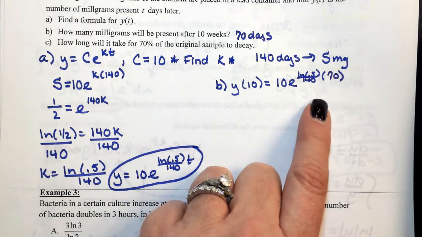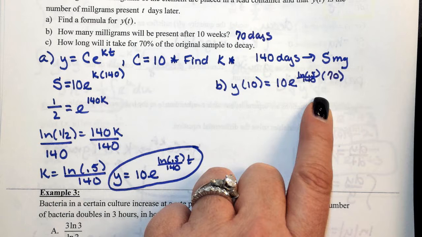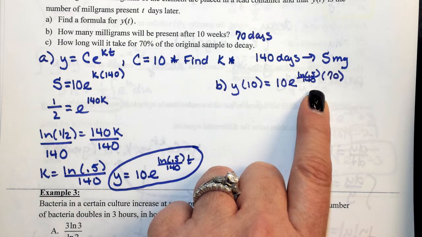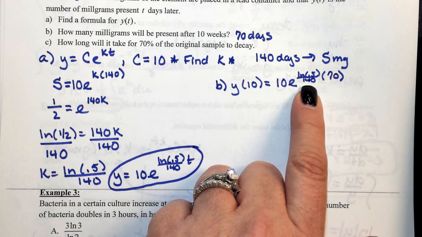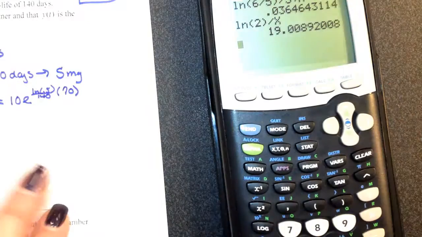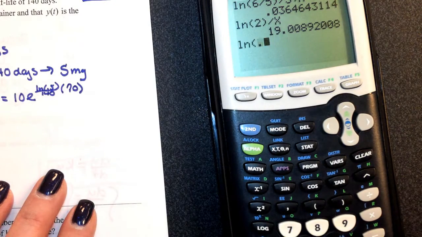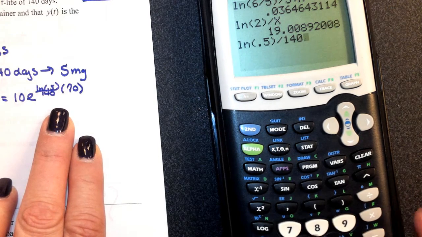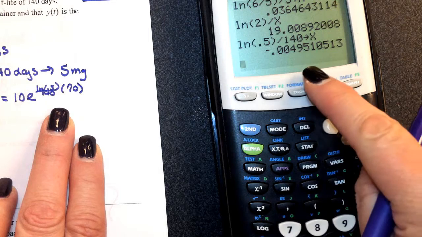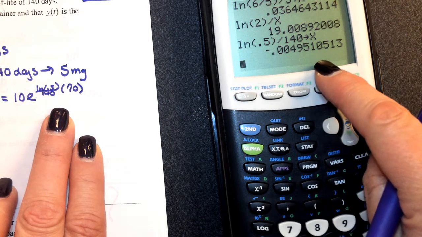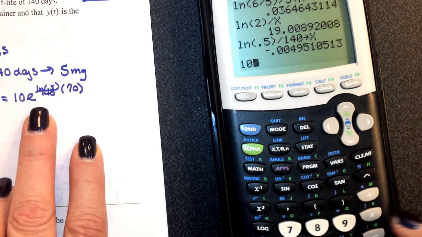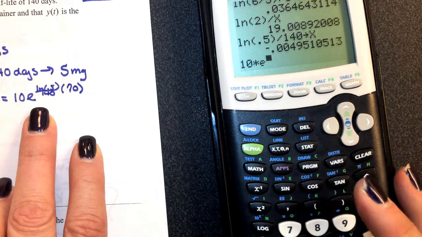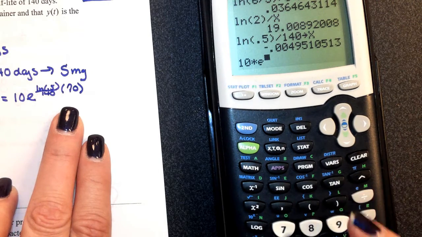And again, I would still store this k value in x, it's a lot easier to type an x in than it is this particular fraction. So again, I'm going to go ahead and store that on my calculator. So the natural log of 0.5 divided by 140, hit my store x. And there you can see that's where the negative sign is going to be when I store that k value. So 10 times second ln, and it's going to be 70x.